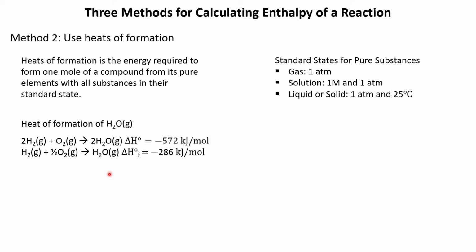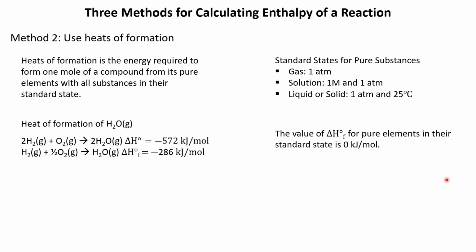What about heats of formation for elements? Well, for pure elements in their standard state, the heat of formation is defined to be 0 kilojoules per mole. So anytime you have an element in their standard state, you will see a 0 as a value for its heat of formation. All right, so that is how heats of formation work, but how again do we use them to calculate the enthalpy of a reaction?